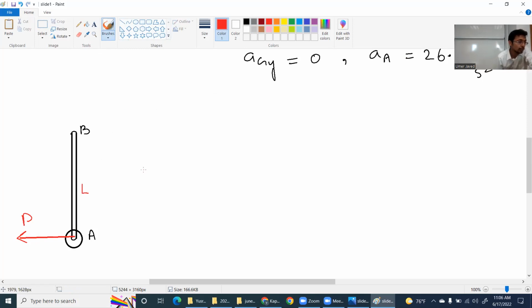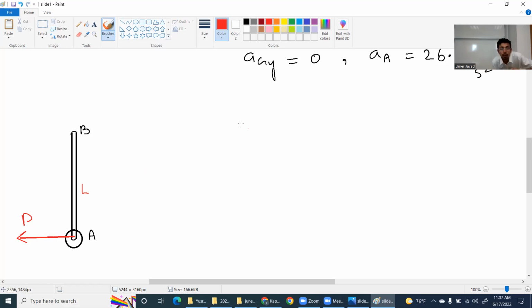The question says the uniform bar of mass M and length L is balanced in the vertical position when the horizontal force P is applied to the roller at A. Determine the bar's initial angular acceleration and the acceleration of its top point B.